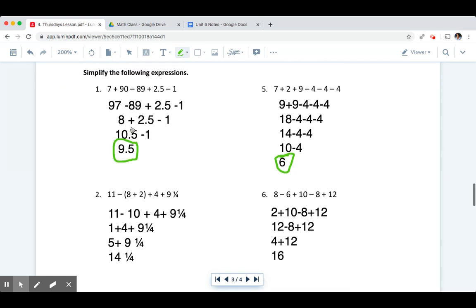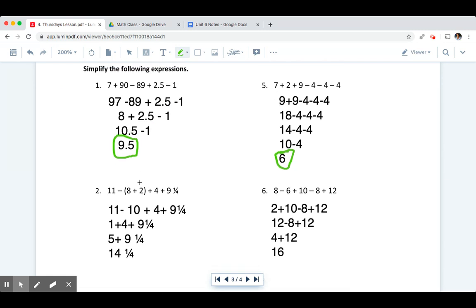For the next two problems, we'll go over them. In this expression, I noticed that I have addition and subtraction, but I also have parentheses. So in this case, I have to do the parentheses first. 8 plus 2 gets me 10, and everything else I rewrote exactly as it was. Now, I only have addition and subtraction left with no parentheses. So now I can solve from left to right.